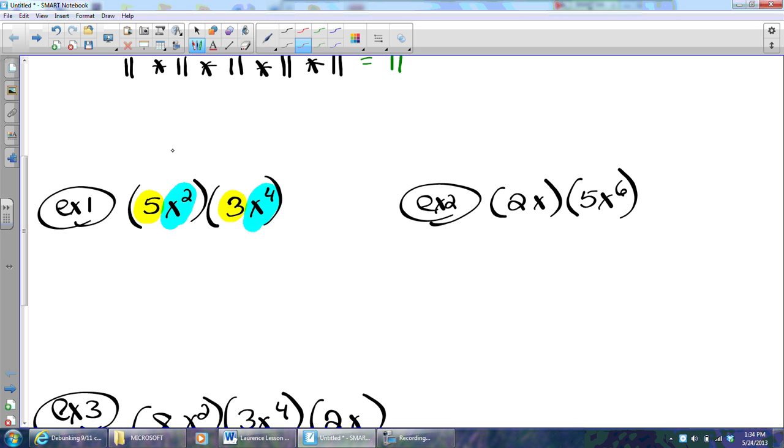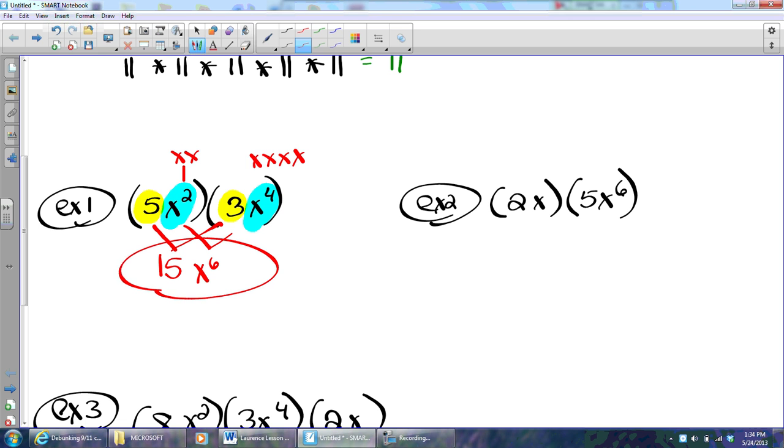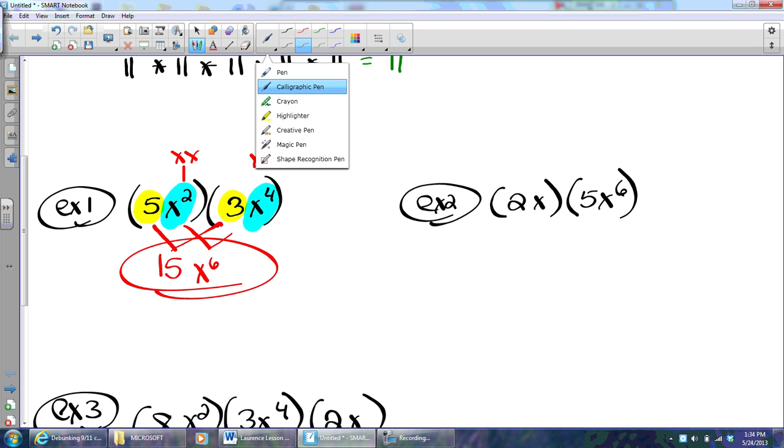Oh, 5 times 3. That's a hard one. 15. x squared times x to the fourth. Well, there's 2 x's here. There's 4 x's here. How many x's are being multiplied? 6. 2 plus 4 is 6. There you go. Let's try that on this one.